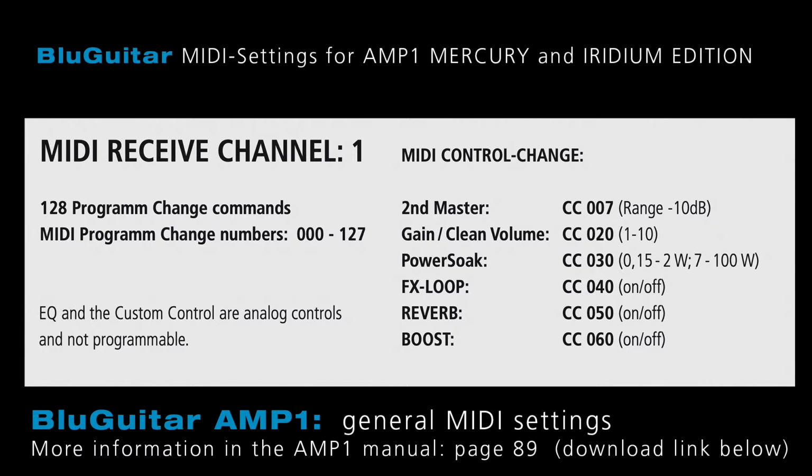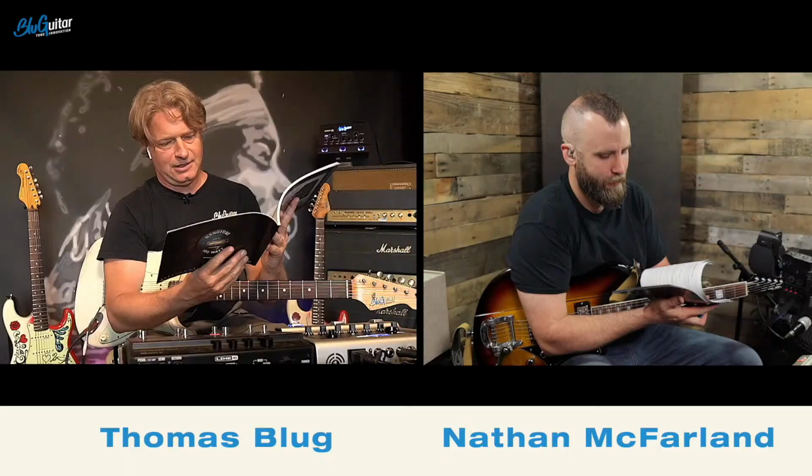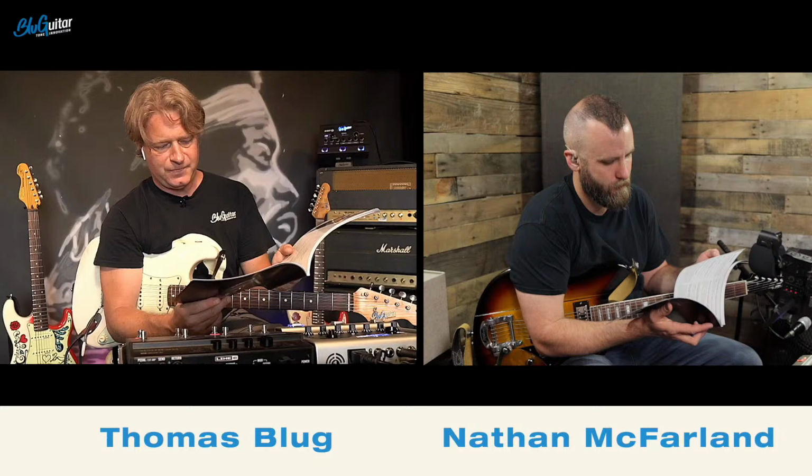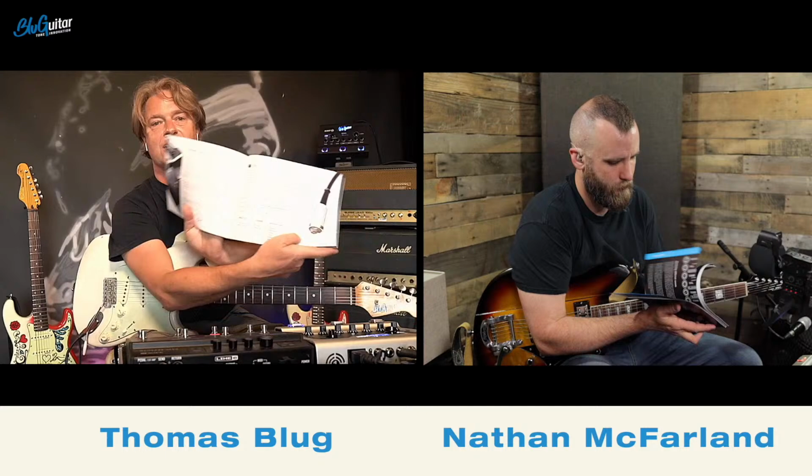Let me see, that's in our instruction manual on page 89. Oh, good, 89, that's what I was looking for. Yeah, 89 is the English side. The booklet's first part is German, the second one is English. 89 is the magic number. This is where you see all the CC commands, and the big printing says MIDI receive channel is number one.